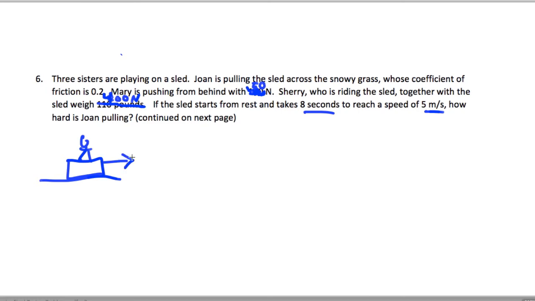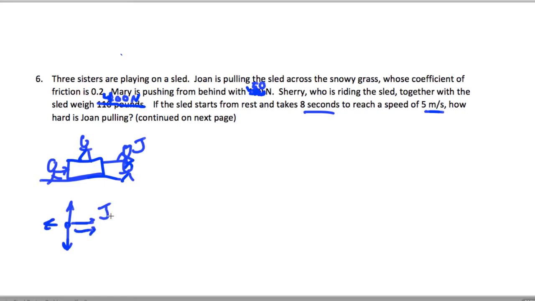One kid's pulling it, and that's Joan. And then we have Mary kind of pushing it from behind like this. So I'm just trying to draw Mary pushing the sled. I know this is a really bad drawing, but just bear with me here. So let's clean this up with a free body diagram because this just looks terrible.